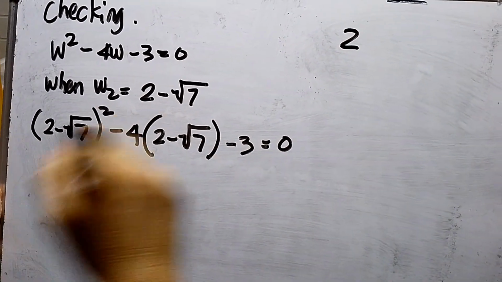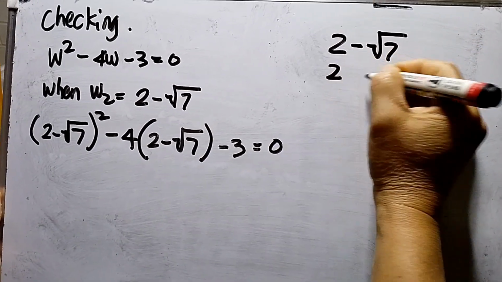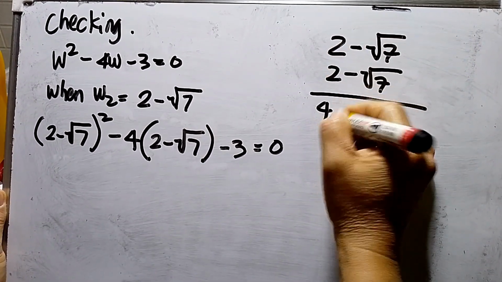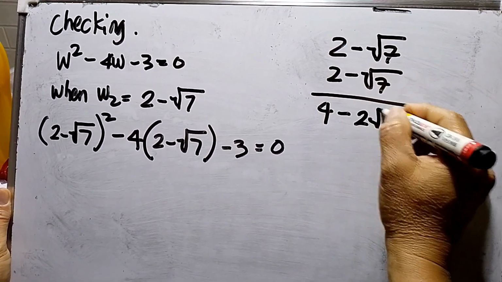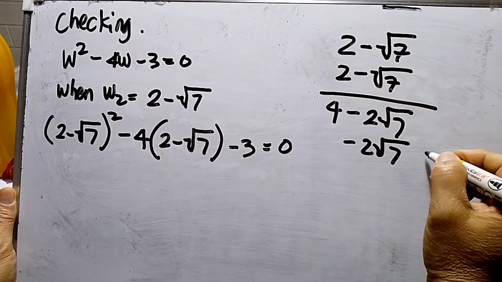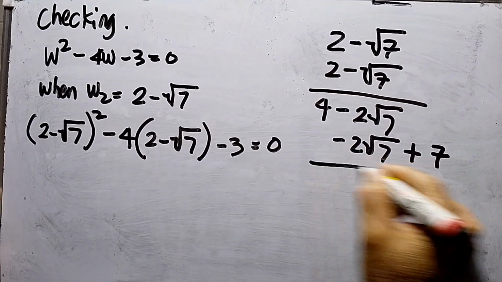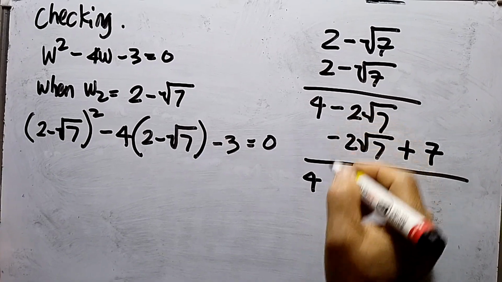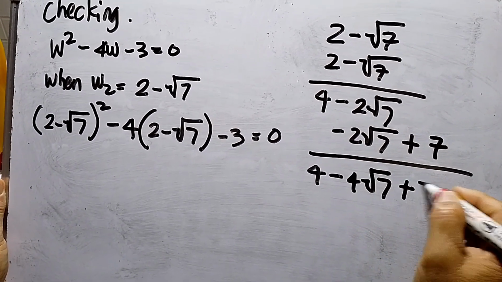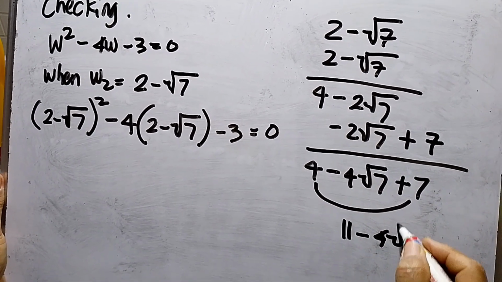Again, multiply itself. 2 minus square root of 7, 2 minus square root of 7. So this is 4, and then minus 2 square root of 7. This is minus 2 square root of 7. Negative times negative, positive. Square root of 7 times square root of 7 is 7. Then, bring down 4, negative. This is 4 square root of 7 plus 7. And then combine. 11 minus 4 square root of 7.